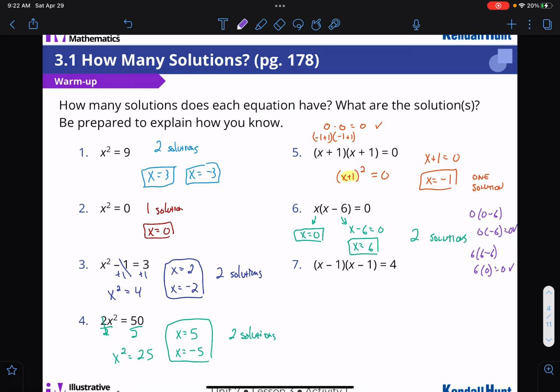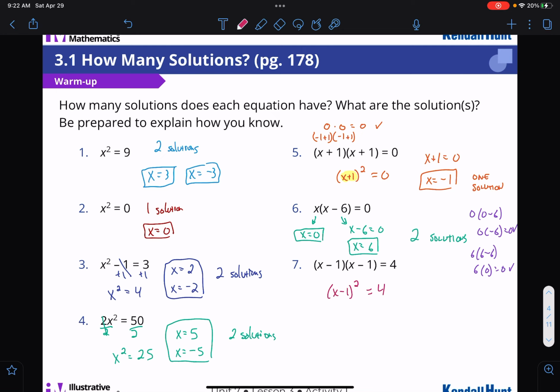Now we get to the last one. Notice that this one is different because after I simplify this, x minus 1 times x minus 1, x minus 1 squared equals 4. But we don't have it equal to 0 like we were able to in number 5 and number 6. So we can't just say, okay, it's going to be 1, right? It's the opposite of what I'm seeing.